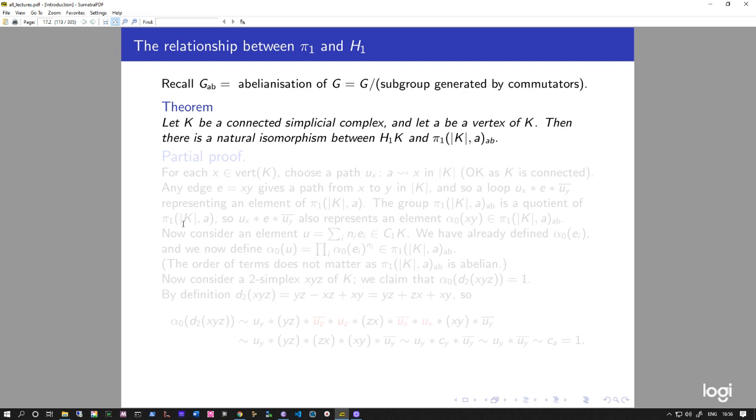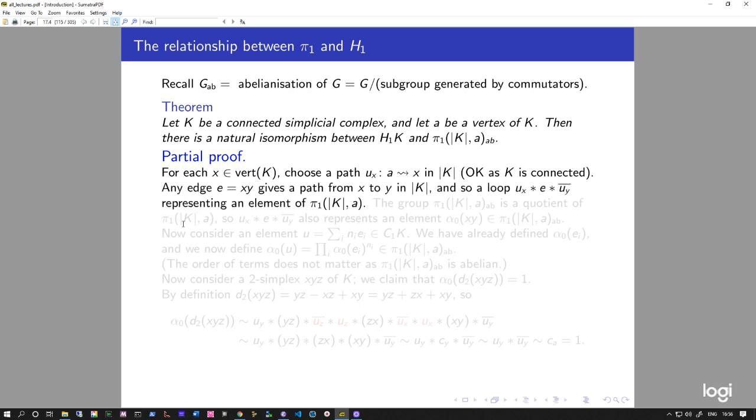So we're going to give a partial proof of this. Most of the main ideas we're going to discuss. So we're going to start like this. For each vertex x, we're going to choose a path ux, which starts at the base point A and ends at x. Okay, and that's going to be possible because we're assuming that K is connected. And, which doesn't matter too much, but we can take it to be a sort of abstract path that goes along the edges.